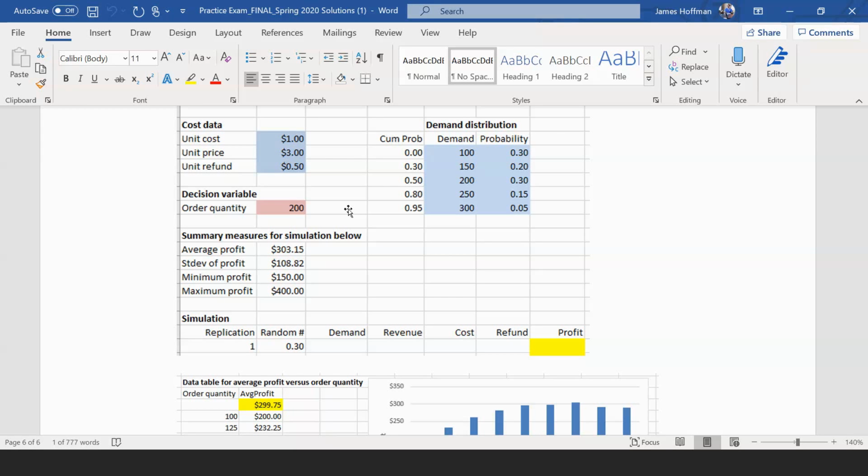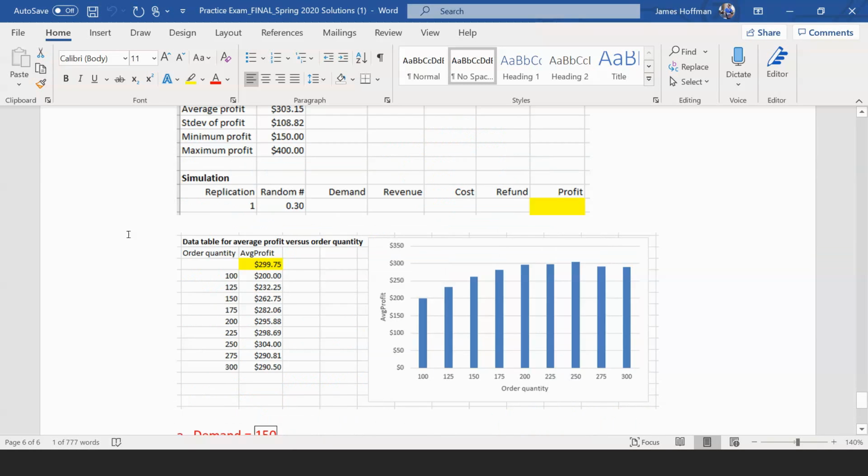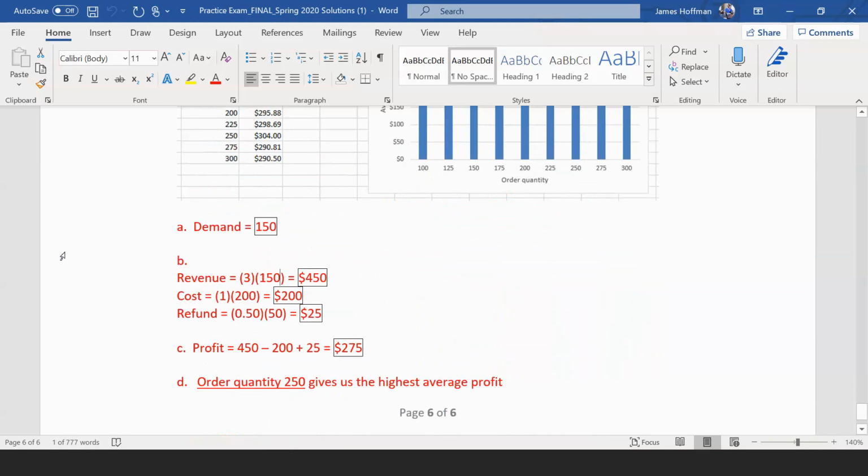Remember, last time we didn't order enough. This time we ordered too many. So we only get to sell 150 because that's all demand is. So it's $3 times 150, and that gives us a revenue of 450.